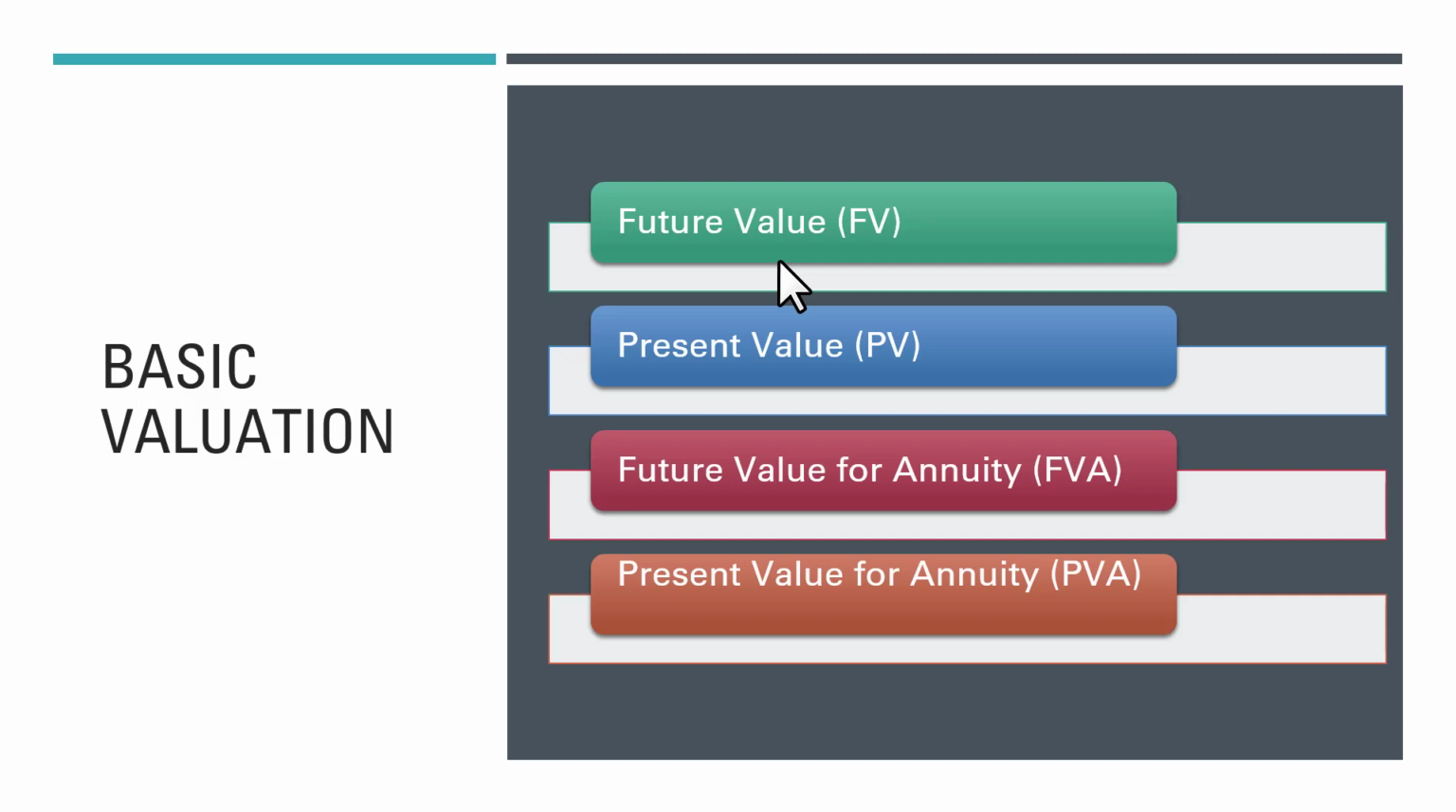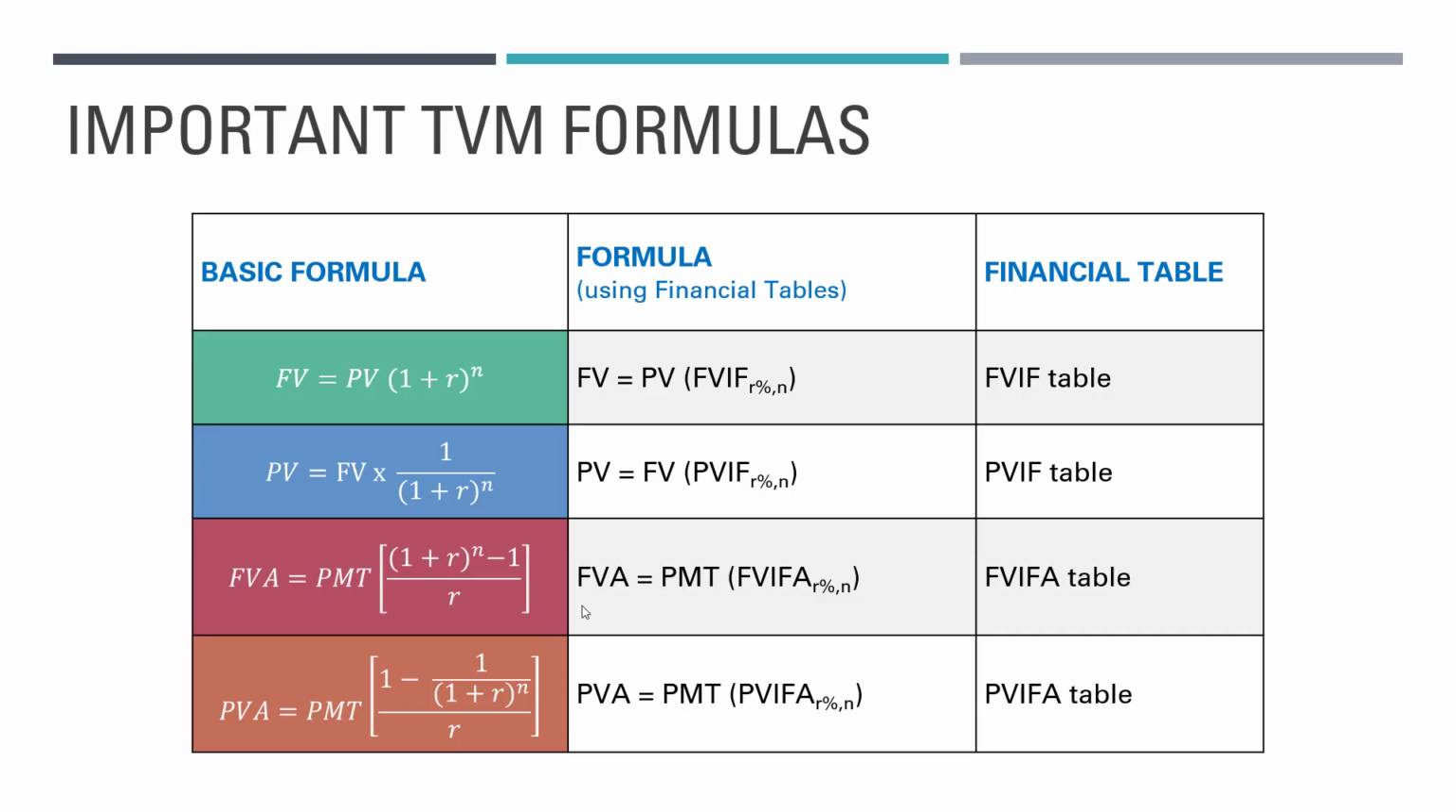In this video, I'm going to run through the basic valuation concepts. Basic valuation generally involves future value, present value, future value for annuity, and present value for annuity. It is very important to note this particular table. In this table, you will find four major formulas that are frequently used in valuation. The first formula is future value equals present value times (1 plus r) to the power of n. In this case, r refers to interest rate and n is the number of periods.